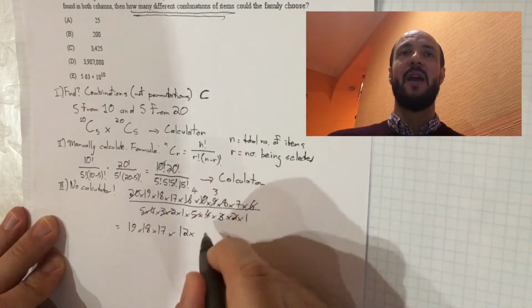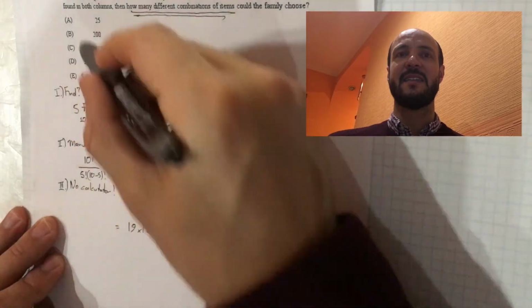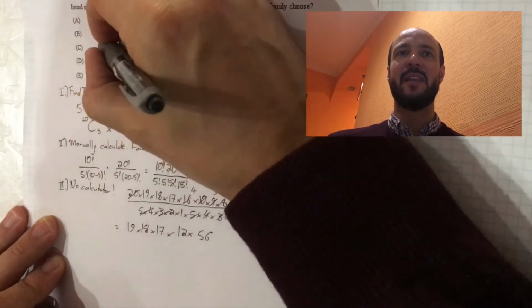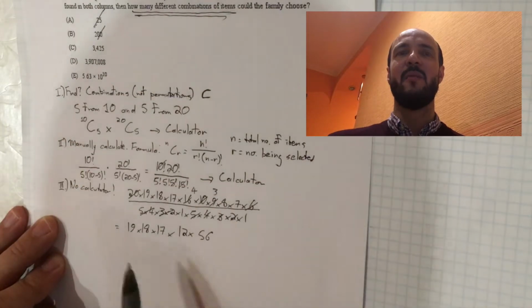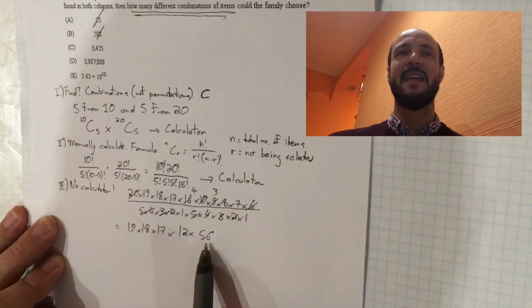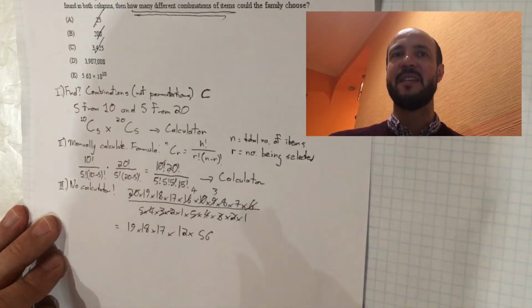At this stage, rather than going ahead and doing the calculation, let's look at the answers. This is clearly bigger than 25. It's clearly bigger than 200. Is it bigger than 3,425? Well, imagine they were all 10s. 10 times 10 times 10 times 10 times 10 is 100,000, which is already bigger than 3,425. So A, B and C we can get rid of straight away.